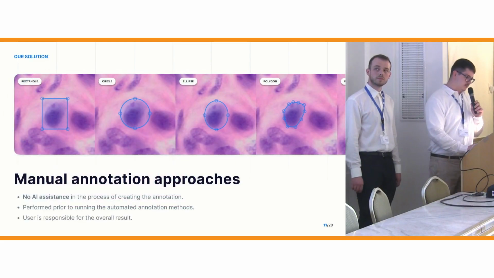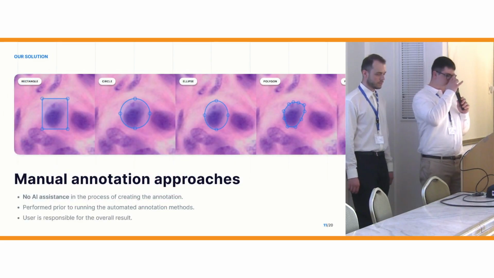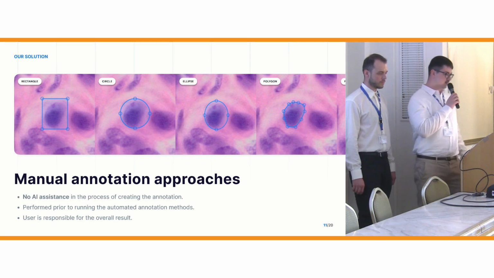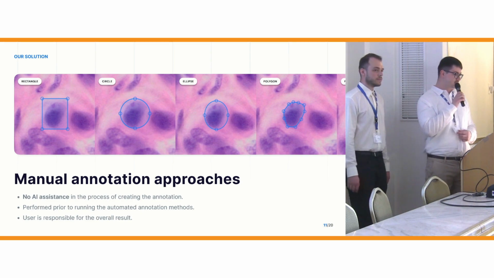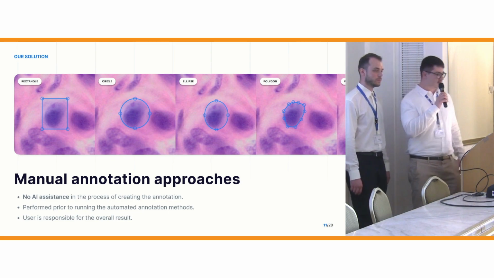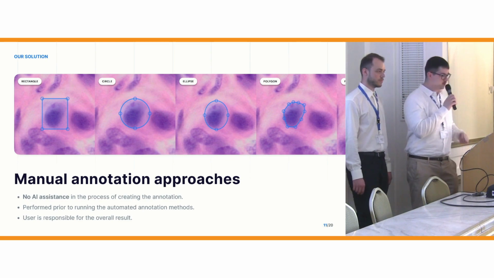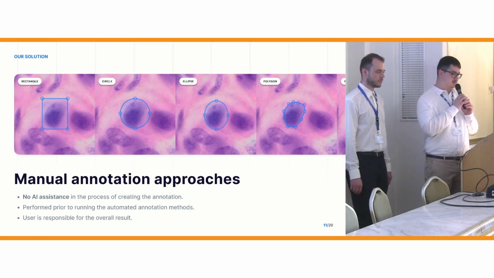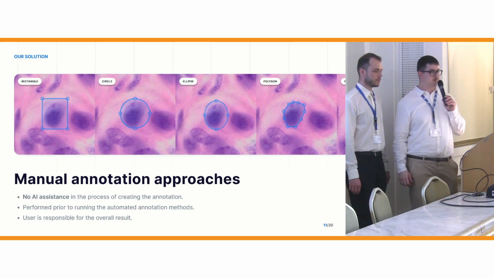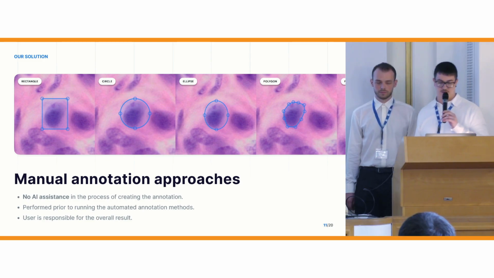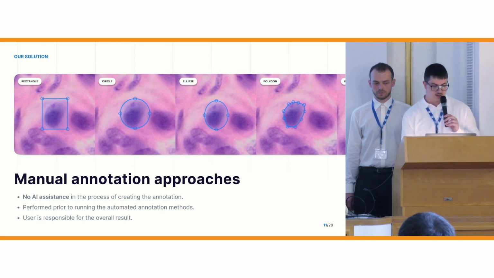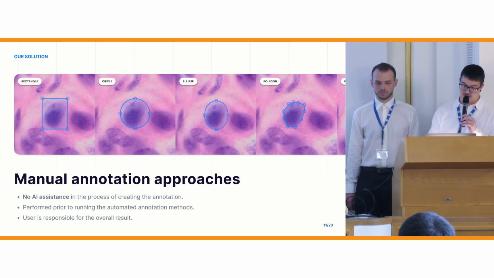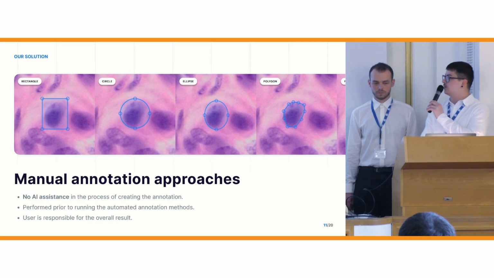In order to enable simplified and more efficient annotations, we defined methods for annotating histological images. We divided these methods into two groups, manual and automated. Manual approaches can be defined as those that do not use any form of AI assistance in the process of creating the annotation. In most cases, these forms of annotation must be performed before running the automated annotation methods, and they consist of basic shapes like rectangle, circle, polygon, or point.